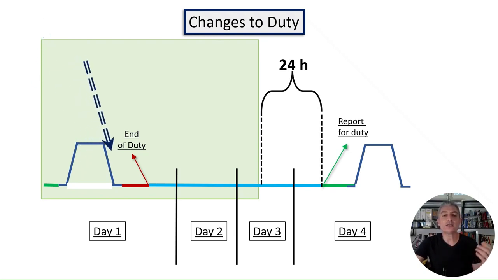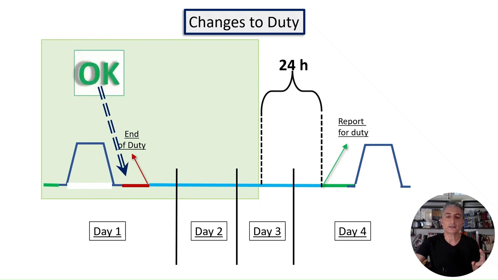So let's see that we are in this moment where we are ending our series of flights this day, and we are notified in this moment that something happened in this day number 4. Our roster is changed completely. It is 24 hours before, okay. We have the responsibility, as I told you in the slide about the responsibility, to check the roster in this moment, and therefore this change to duty is okay, is legal, we cannot refuse.